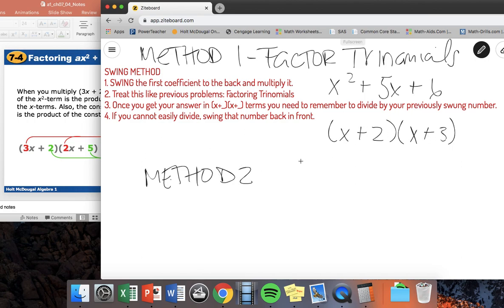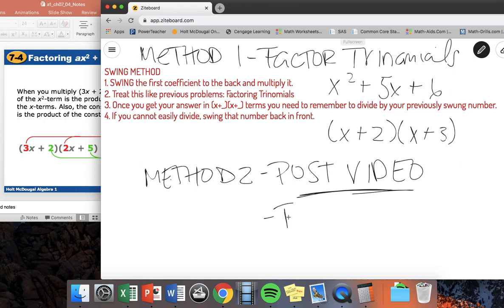For method 2, I'm going to post a YouTube video, because I'm not going to try to explain method 2. Method 2 is not something that I prefer. It's not something that I really think would benefit a lot of students, but sometimes method 2 actually helps a little bit more, and that's for people who enjoy factor by grouping.